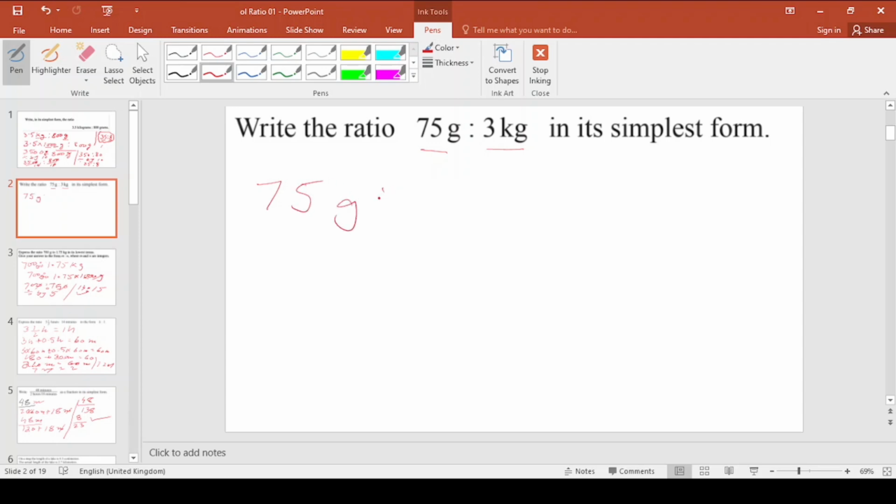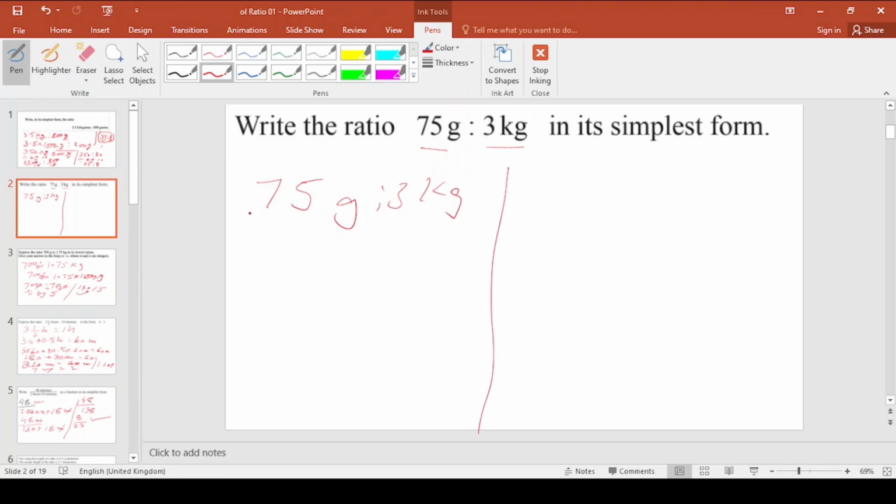75 gram ratio 3 kilogram. Yes, so it is easier to convert both of them in the smaller unit. The smaller unit here is gram. 75 gram ratio 3. This prefix kilo means 1000, so we multiply this to convert kilogram into gram. We multiply this 3 by 1000, so this is gram. Now they are in the same unit. These two cancel out. So the ratio is 75 ratio 3000.